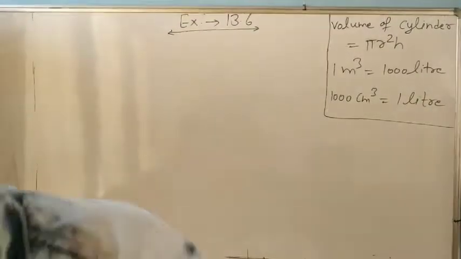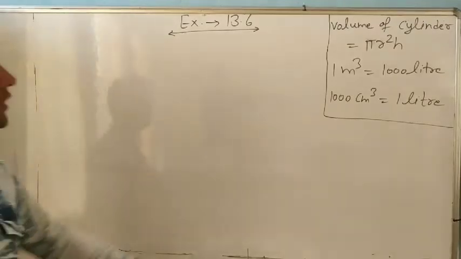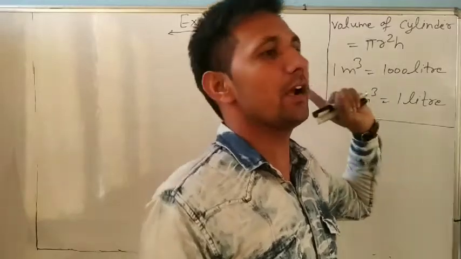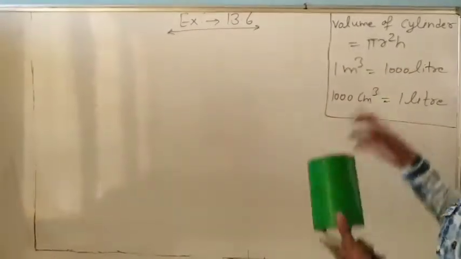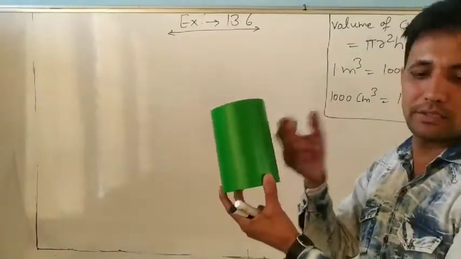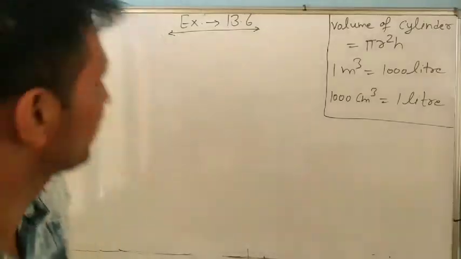Today we will start exercise 13.6. In exercise 13.6, we will use these three formulas. Volume of a cylinder, I already explained it. What is it? Pi r square h. Volume means how much water it can hold. What is the capacity of this cylinder? Okay, so first question, we are going to start.